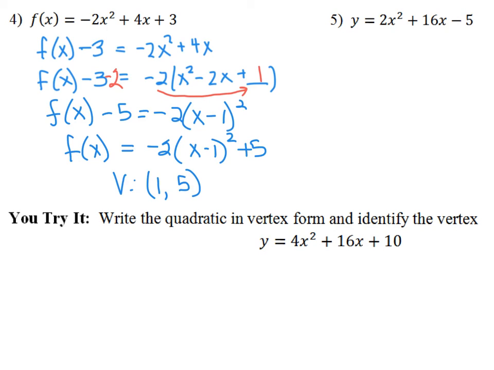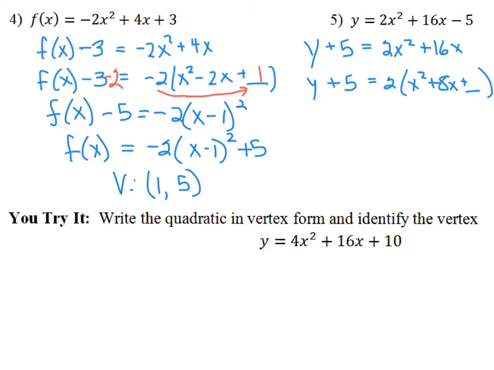Let's do one more together. So I'm going to add 5 to the left. So that gives me 2x squared plus 16x on the right. Let's go ahead and factor out the 2. So I'm left with x squared plus 8x. Complete the square. So half of 8 is 4. 4 squared is 16. Now don't just add 16 to the left, multiply 2 times 16 and add 32 to the left side.